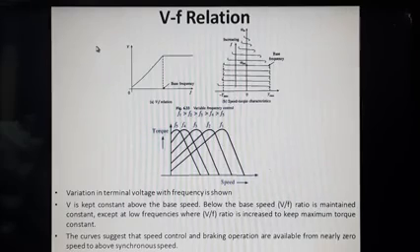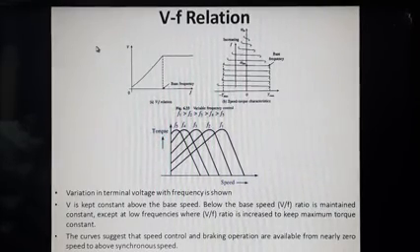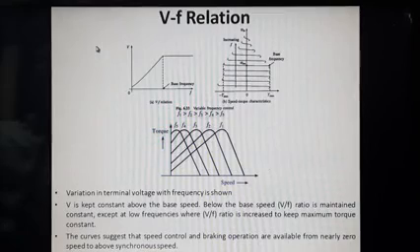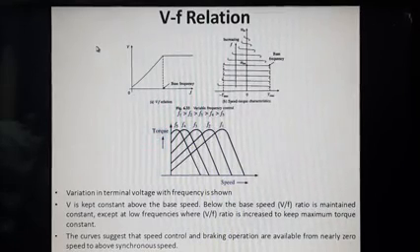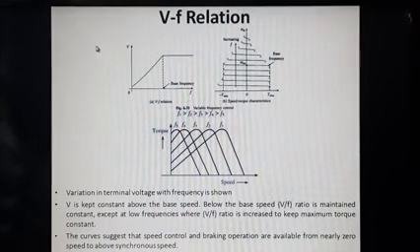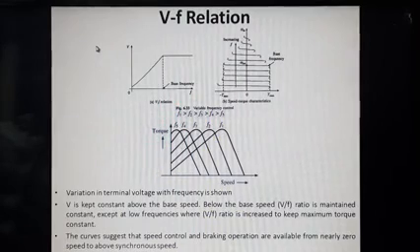So if the V by F is maintained constant, it means the phi will also be maintained constant. As the V by F is retained at a constant value, definitely the maximum torque magnitude also remains constant. So this particular method of speed control can be achieved only for reducing speed below the base speed. That too, there is a problem.